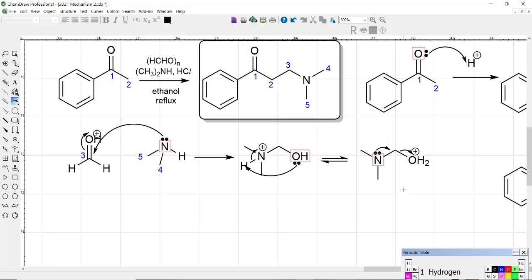This kind of format is actually quite common. You have an intramolecular proton transfer, and then the lone pair from the N comes in, and then you kick out water.